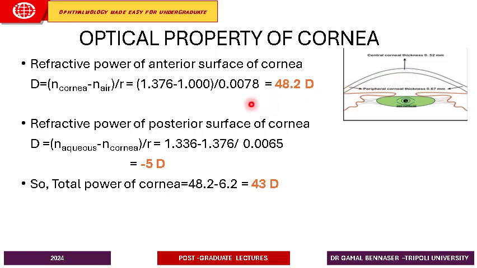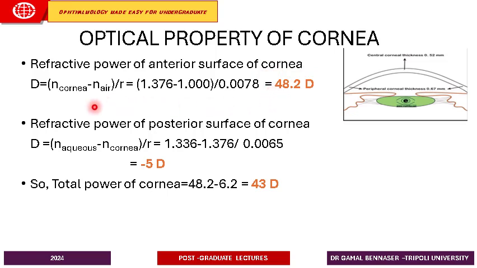Now, according to Snell's law, the dioptric power of the anterior surface of the cornea equals the difference in refractive index between the cornea and the air, divided by the radius of curvature in meters. The air has a standard refractive index of 1, and the refractive index of the cornea is 1.376. If we divide the difference in refractive index by the radius of curvature in meters, we will have an anterior dioptric power of 48 diopters.